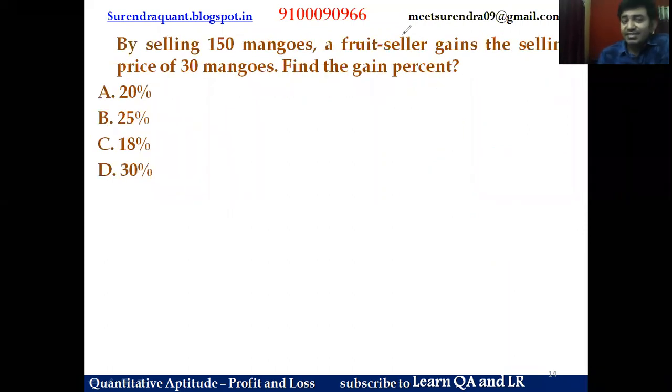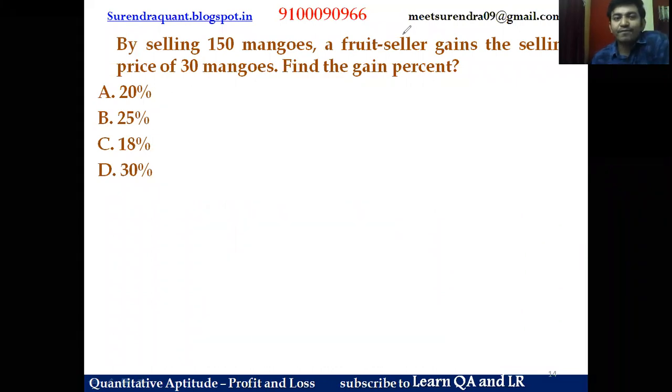Okay. By selling 150 mangoes, a fruit seller gains the selling price of 30 mangoes. Find the gain percent. It is a very interesting question, actually. Friends, what do you mean by selling price? What is the basic understanding of selling price? Our selling price will include cost price plus or minus gain or loss, right?